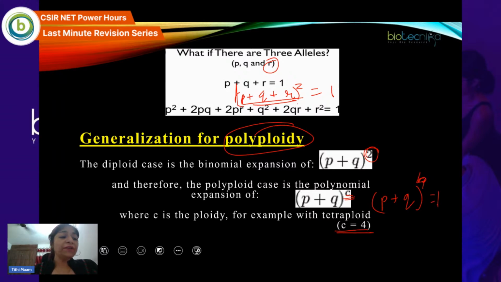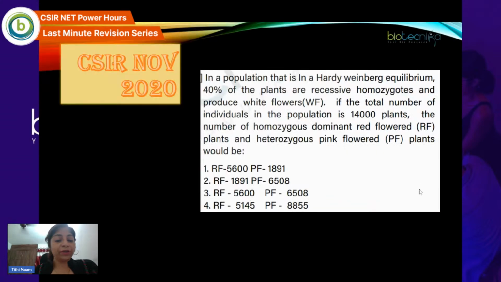Okay, so Hardy-Weinberg equilibrium, as you can see, if the conditions are true, it can be applied to any population. Okay, now let's see some numericals. Ready? So this is the point where you will be using your pen and paper. So this is a question from CSIR November 2020.